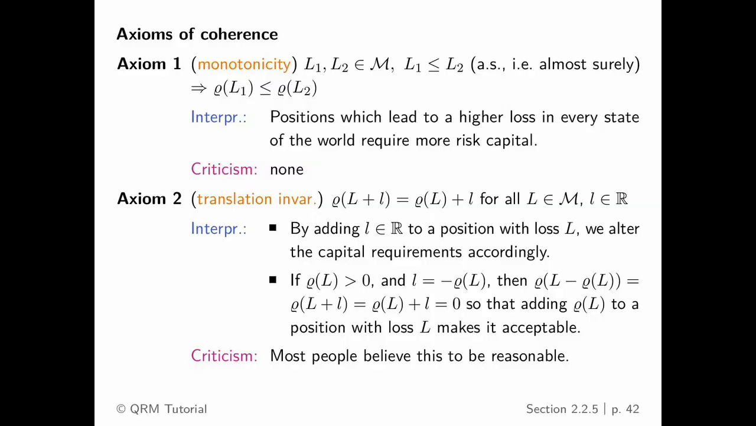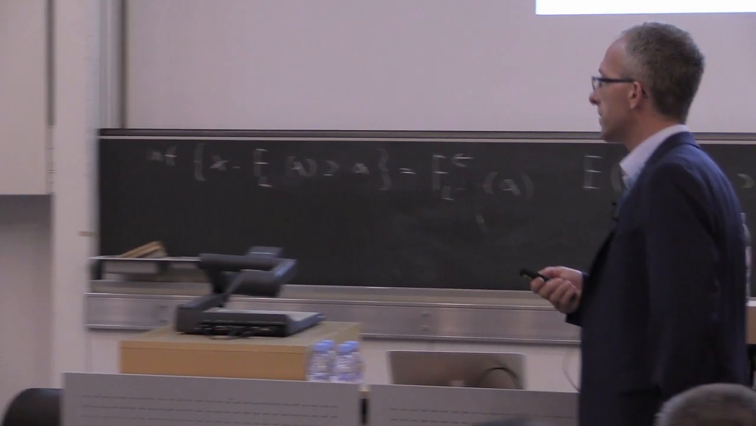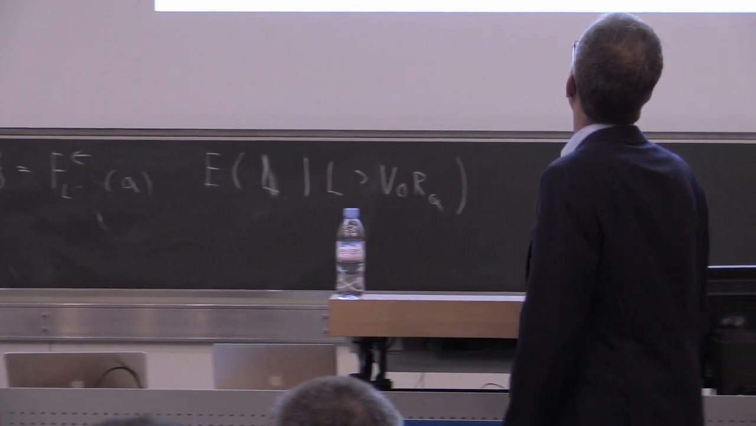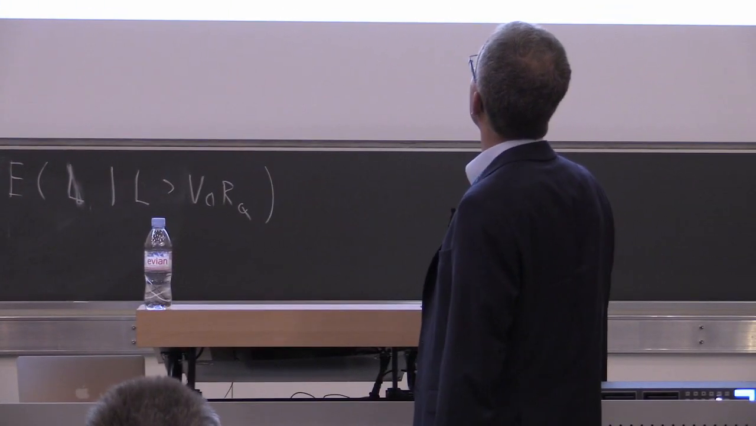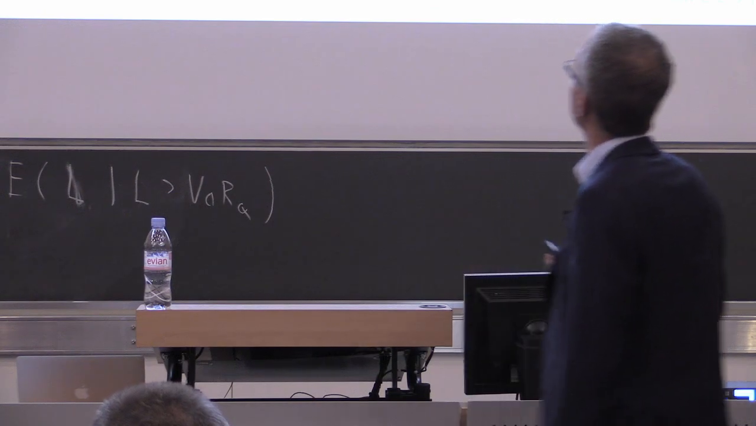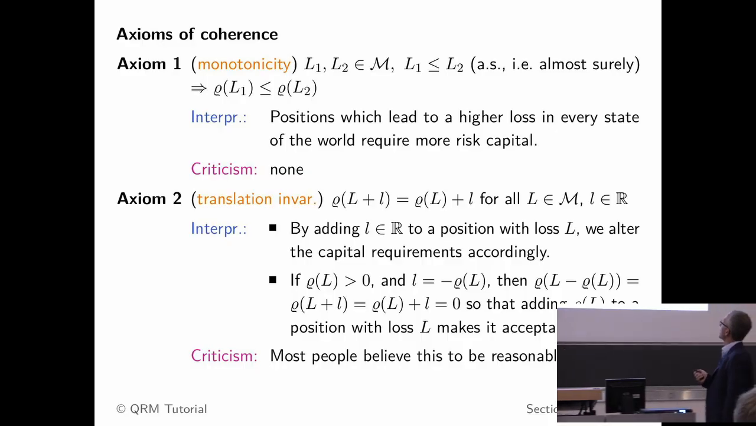Good. These axioms. The first axiom is monotonicity. If you take L1 and L2 and they are ordered so that L1 is always smaller than L2, so in every state of the world, when you have portfolio 1, you will lose less than when you have portfolio 2. Then you also need less capital to back this position. That should be clear. So rho of L1 should be smaller than rho of L2. That's sort of, I think everybody would agree to that.